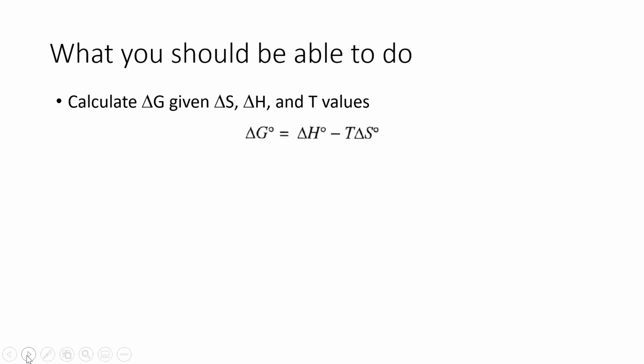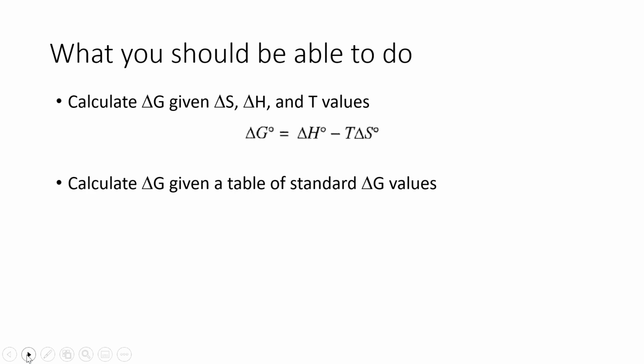And what we want to be able to do is calculate delta G given delta S, delta H, and T values. So here's this equation bringing it all together. So delta G equals delta H minus T delta S. At the end of this video, we'll talk through an example of how to use this one.